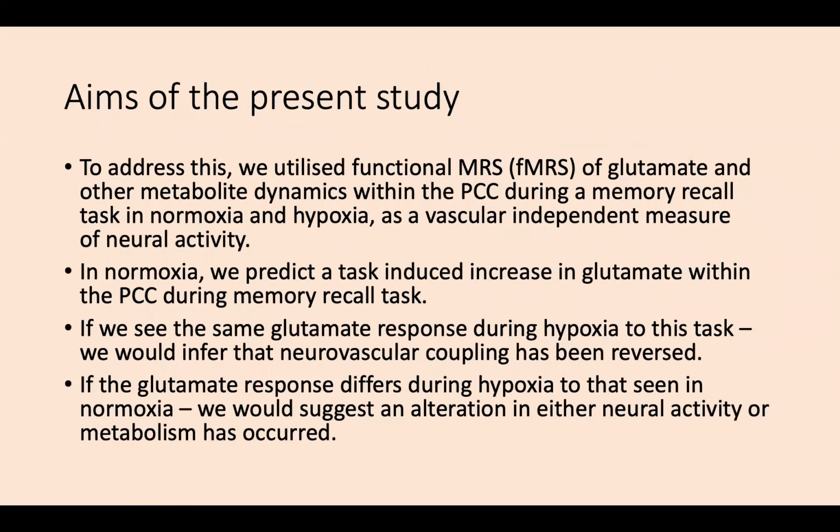To do this, in the present study, we used functional magnetic resonance spectroscopy to measure changes in glutamate metabolism during the same episodic memory recall task as Rossetti, in both normoxia and hypoxia. Using this technique, we can predict that if hypoxia results in a reversal in neurovascular coupling, measured changes in glutamate concentration using fMRS during episodic memory recall will be the same in normoxia and hypoxia conditions.